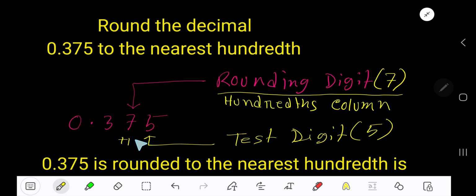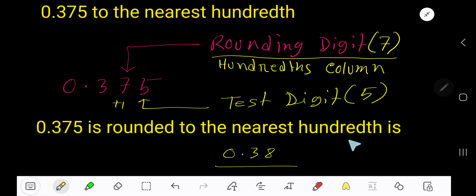So we are getting here 0.37 plus 1, 8. Okay, and we drop the test digit and the digit after the test digit. So drop the 5, add 1 to the 7 rounding digit, and we get 0.38. So 0.375 rounded to the nearest hundredth is this. This is the tenths column, this is the hundredths column.